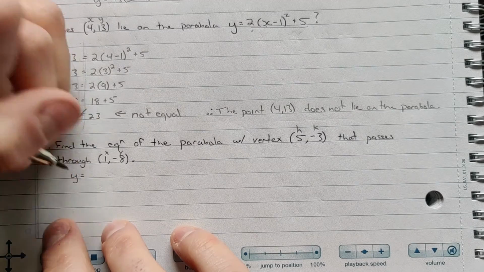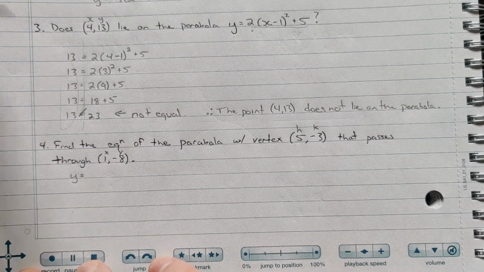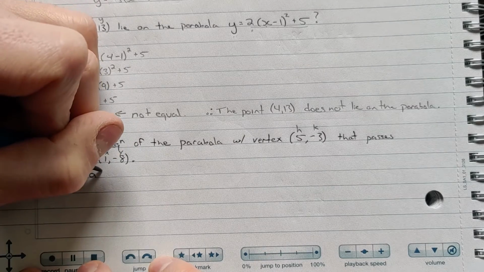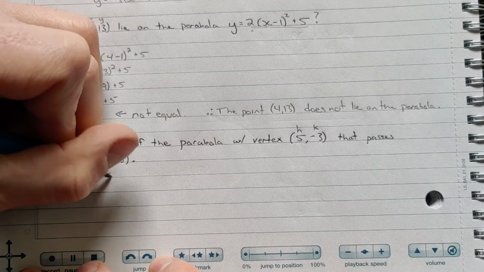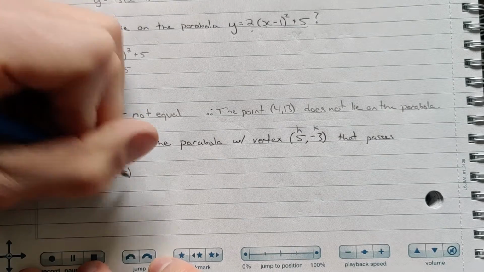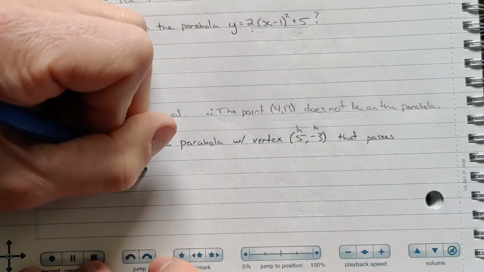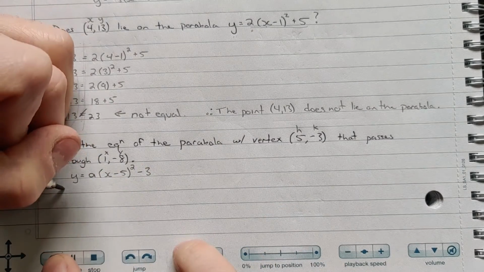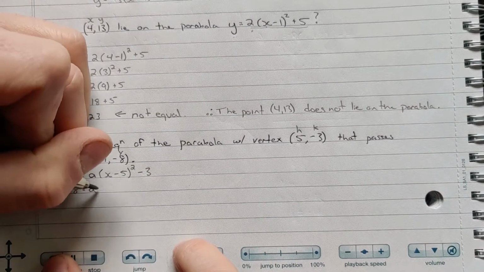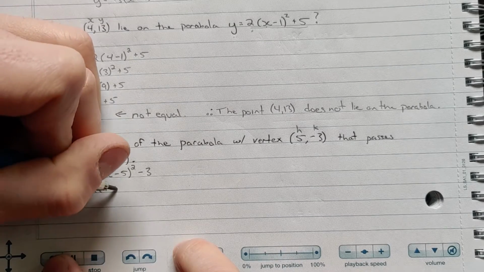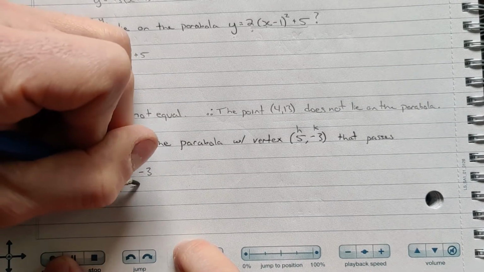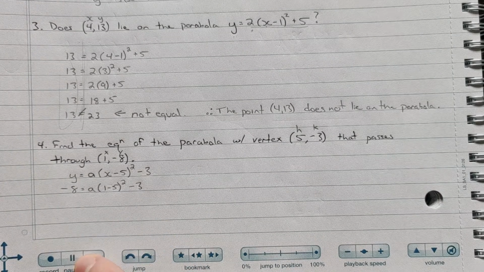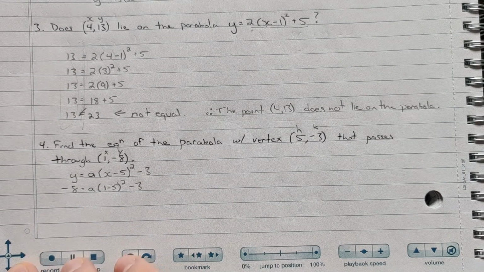So y equals, using our standard form, we have a missing a still, x minus h, in this case minus 5 squared, and then the k part, minus 3. So now I can sub in the x and y values. So -8 equals a(1 - 5)² - 3. And I can work this out now and find a, because I only have one missing value, which is a.